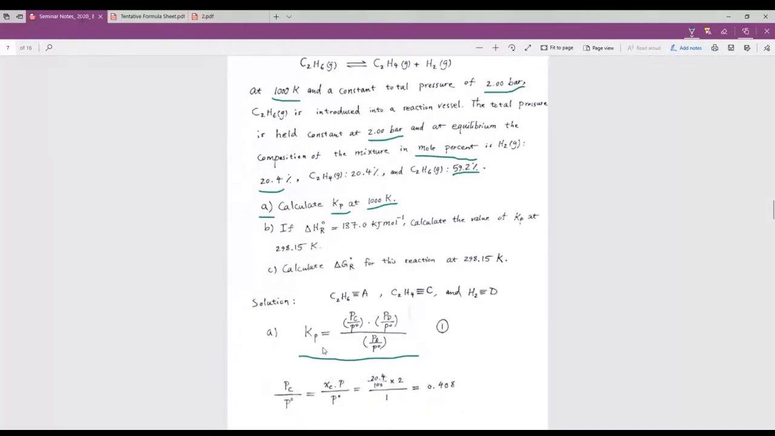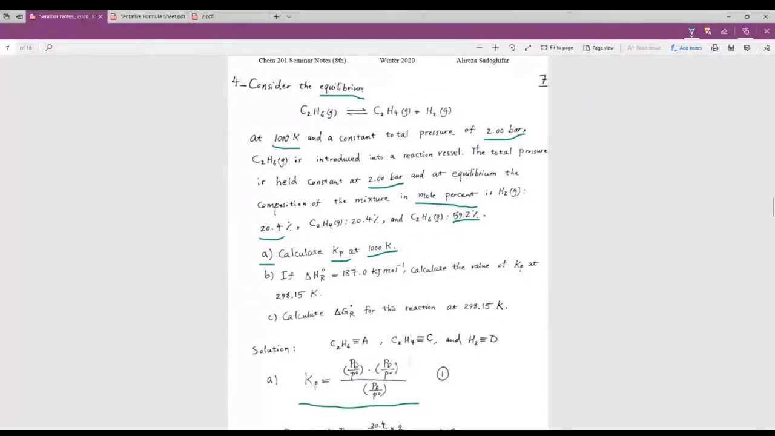Okay, to write Kp, of course, you already know that it's the partial pressure of the products over P naught, which is a standard pressure. And this P naught standard pressure is always 1 bar, and it is different from the total pressure here, which is 2 bar. In this case, it is different, which is important. So Pc over P naught for one of the products, C2H4, multiplied by Pd over P naught, each one of them raised to the power of their stoichiometric coefficients. For both cases here, it's 1.